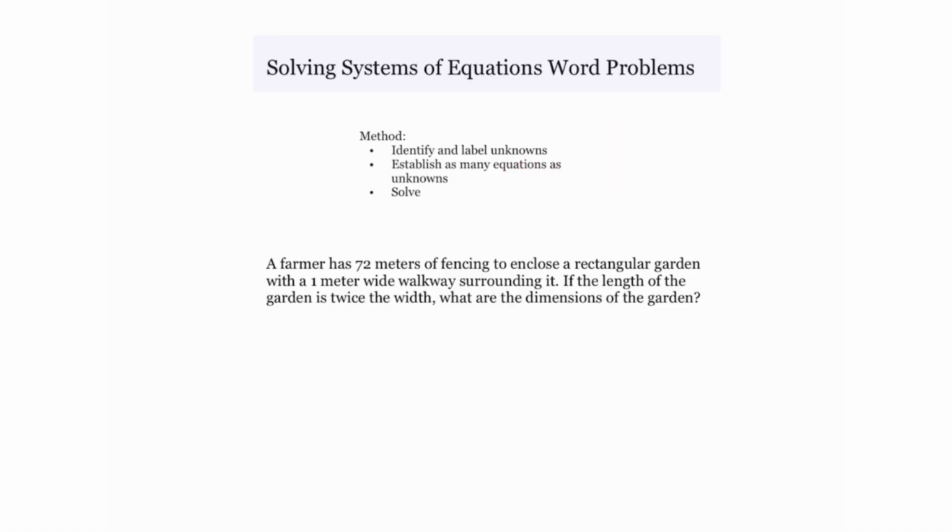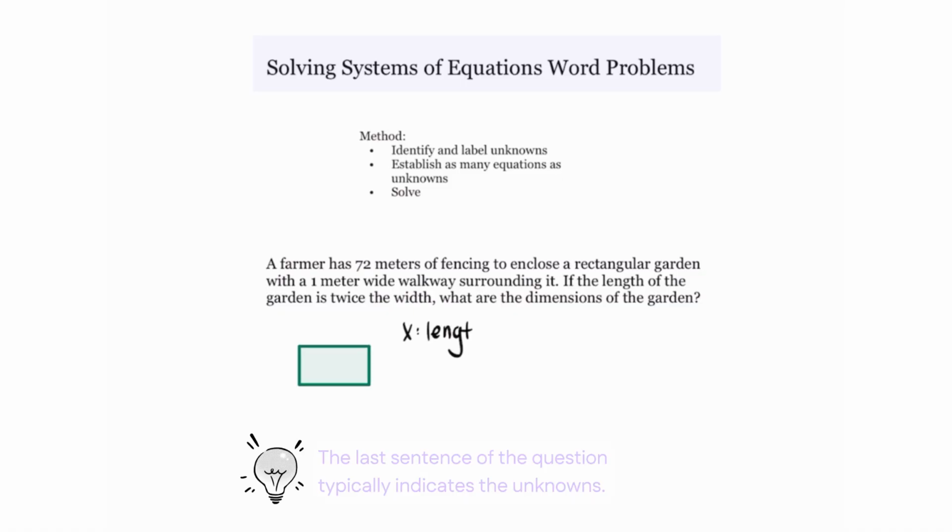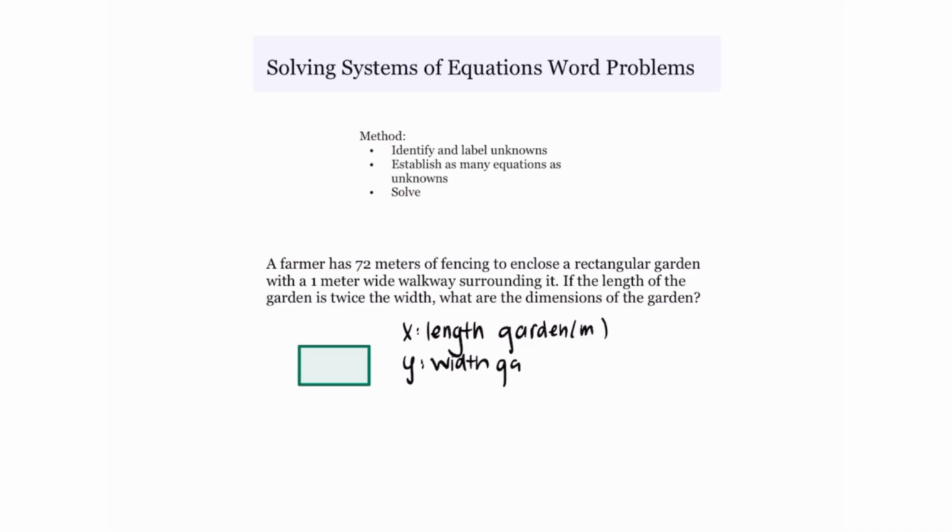For this problem, we have a farmer that has 72 meters of fencing to enclose a rectangular garden with a 1 meter wide walkway surrounding it. If the length of the garden is twice the width, what are the dimensions of the garden? So here I've drawn the garden in green, and now I'm identifying the two unknowns. X is the length of the garden in meters, and Y is the width of the garden in meters.